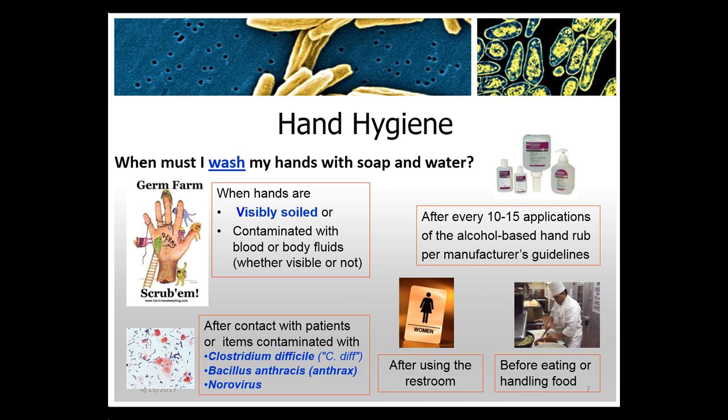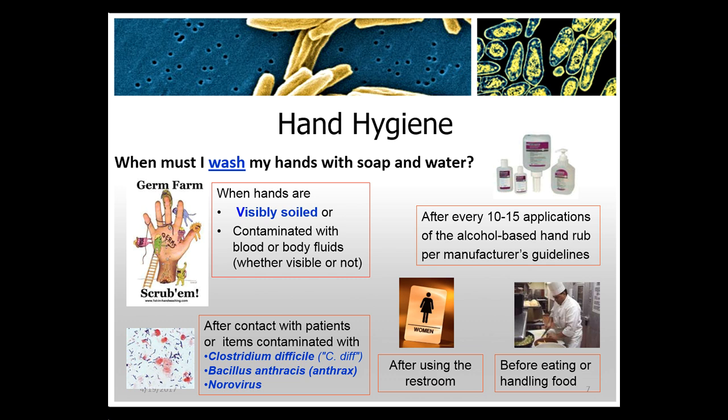Next slide. When to wash is one question, but also when should you wash versus use the hand sanitizer? If your hands are visibly soiled or you have substance on them, you need to wash. The alcohol sanitizers won't work through substance. Or if they're contaminated with blood or body fluids, whether visible or not, you need to wash with soap and water.